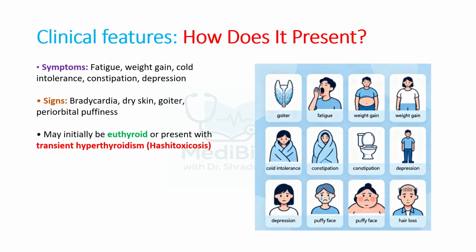So students, how does Hashimoto's thyroiditis present clinically? Patients often present with non-specific symptoms like fatigue, cold intolerance and constipation. On examination, signs like dry skin, bradycardia and sometimes a goiter may be present. Interestingly, in early stages, patients may have normal thyroid function or even transient hyperthyroidism due to follicular destruction, a state known as Hashitoxicosis.